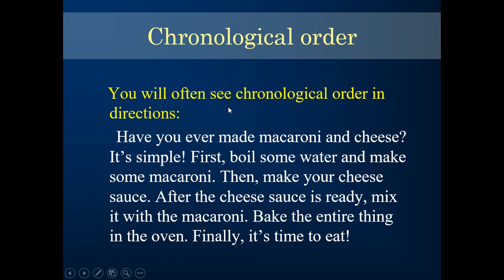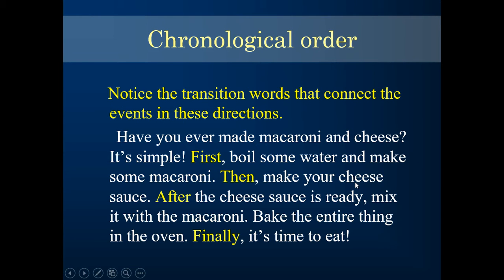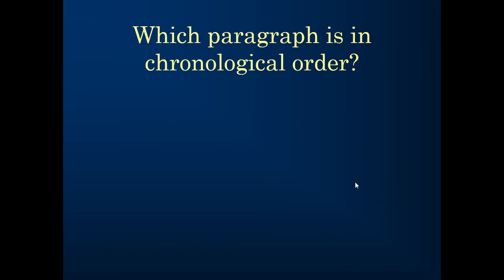So you'll see the chronological order in directions. Have you ever made macaroni and cheese? It's simple. First, boil some water and make some macaroni. That's the first step. Then make your cheese sauce. That's step 2. After the cheese sauce is ready, mix it with the macaroni. That's step 3. Bake the entire thing in the oven. 4. Finally, it's time to eat. 5. They are telling you what to do in an order. Here they've highlighted those transition words to let you see that this is clearly a chronological order text.